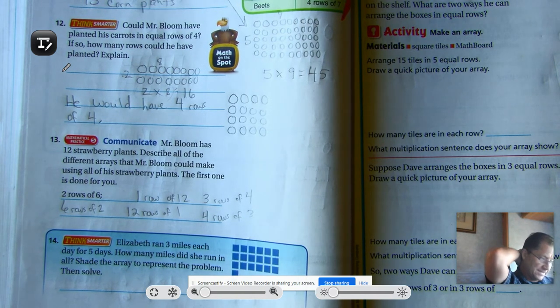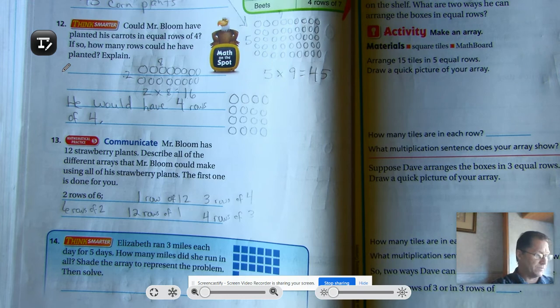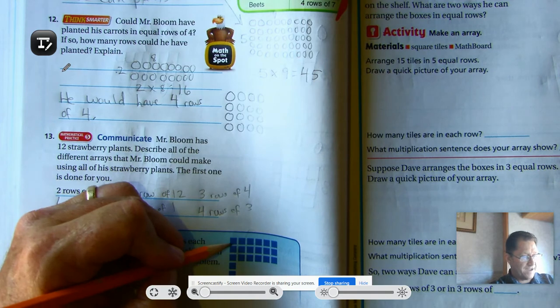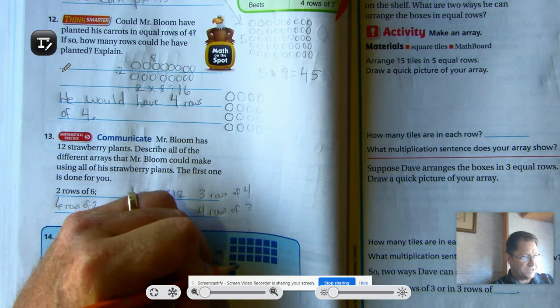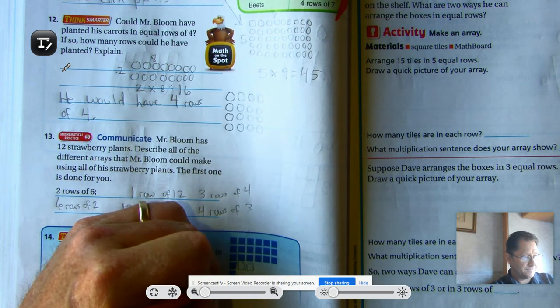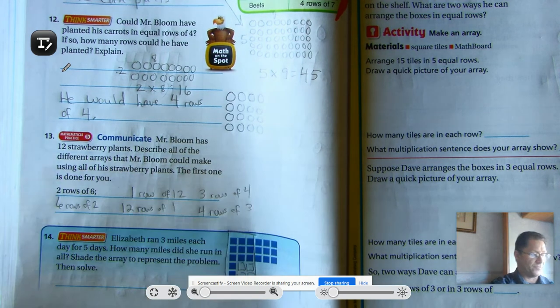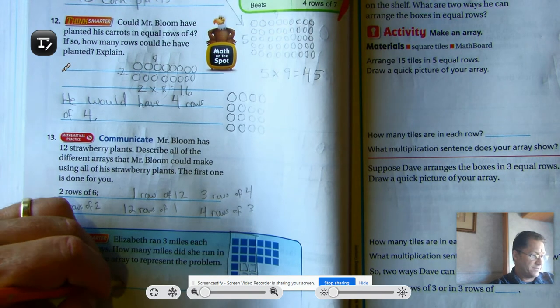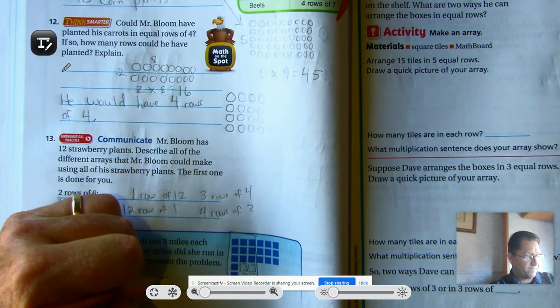Elizabeth ran 3 miles each day for 5 days. How many miles did she run in all? Shade the array to represent the problem, then solve. 5 days. So 5 days of 3. 1, 2, 3, 4, 5. And in each day, she ran 3. 5 days, 3 miles each day, 3, 6, 9, 12, 15.